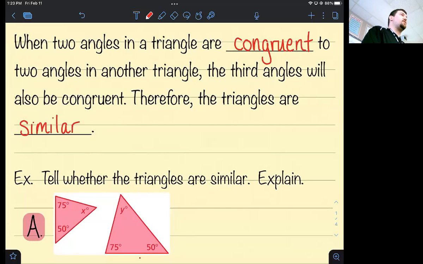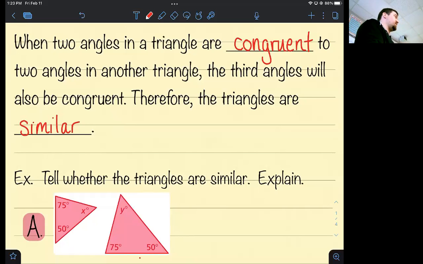Triangles are the only shape where if you can tell me that all the angles are congruent, all the sides will be proportional. Remember our definition of similar figures back from a chapter ago. Similar figures have corresponding angles that are congruent, and then corresponding sides that are proportional.